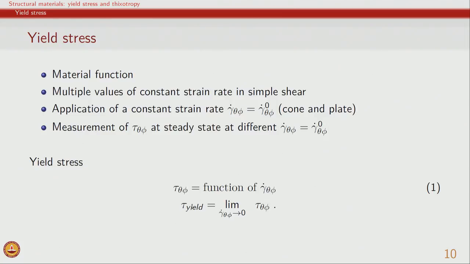So, in the next lecture we will see how to measure these stresses using a couple of different types of experiments, and then we will also look at the phenomenon of thixotropy.